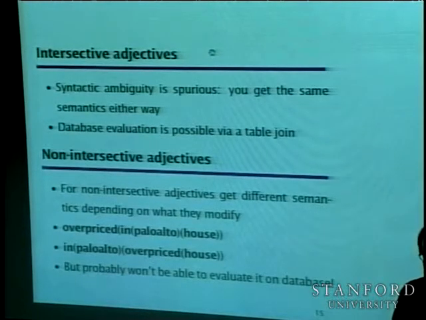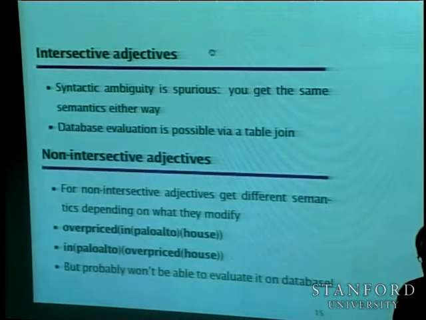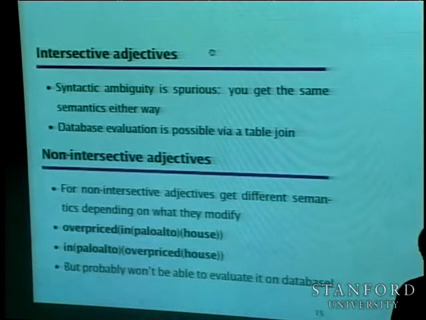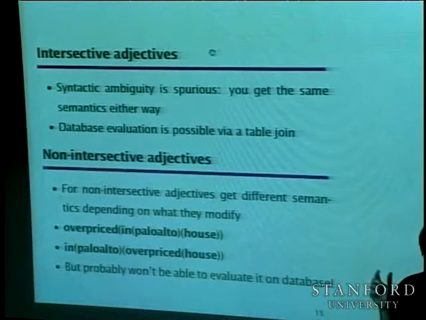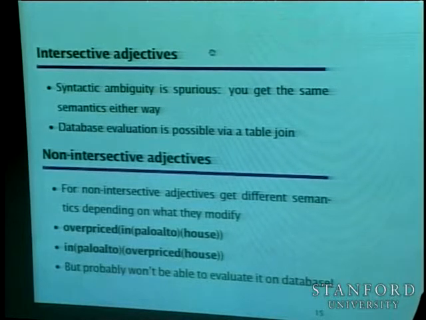So the most famous examples are words like "alleged." If you say that someone is an alleged murderer, that doesn't mean that they satisfy the property of being a murderer and that they satisfy the property of being alleged. It means that they satisfy the property of being an alleged murderer, where alleged murderer is somehow a property that you can put together out of the meanings of the parts.